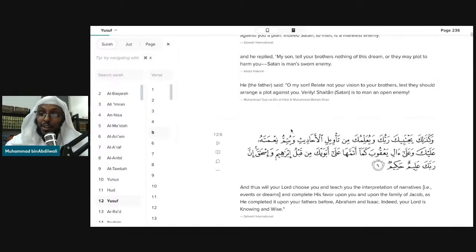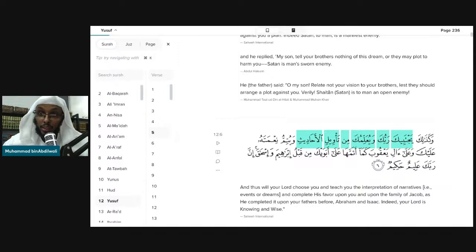Here, for example, okay, let's do this. Let's take this. يجتبيك ربك ويعلمك من تأويل الأحاديث. Okay, this is the last one we're going to do, okay? وكذلك, and thus يجتبيك ربك ويعلمك من تأويل الحديث. Of course, here we have two sentences, by the way. We have يجتبيك ربك and we have يعلمك من تأويل الأحاديث.